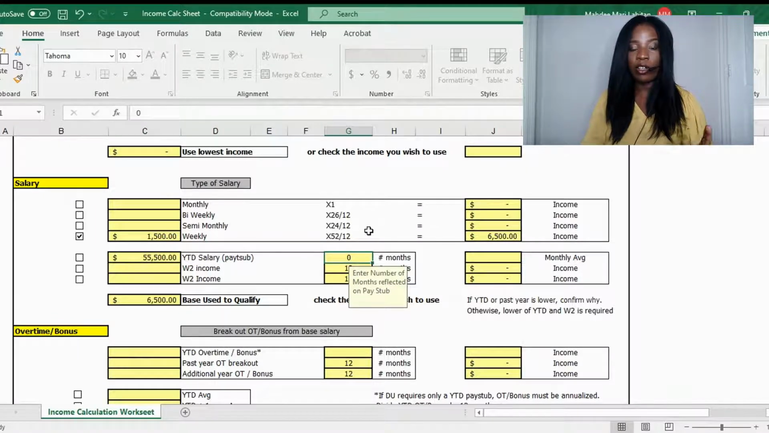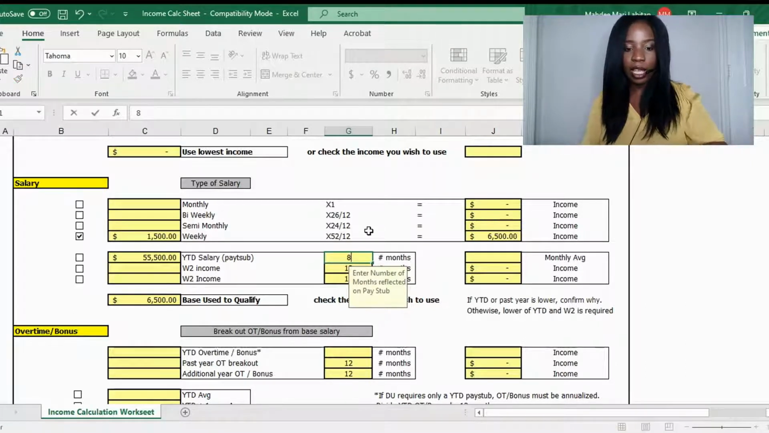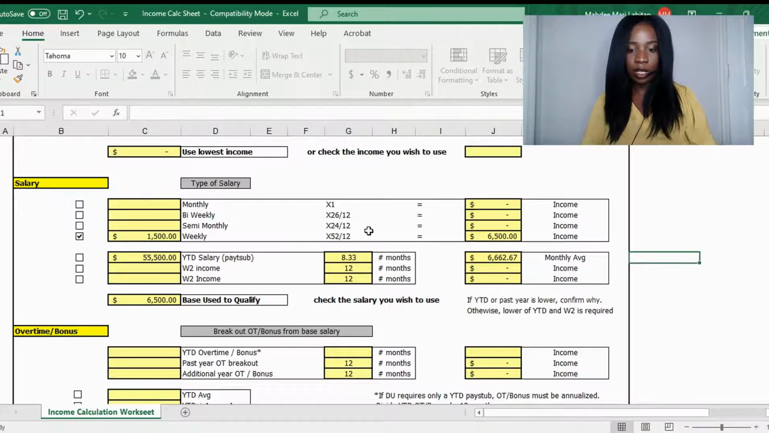Remember, the figure that we're going to use is 8.33, and that's because that pay stub is basically showing us how much they've made from the beginning of the year to September 10th. And so that's a full 8 months, right? January through August. And now we're 10 days into September. And we're taking that 10 days and dividing it by the full 30 days that's within the month, which gives us that 0.33. So 8.33.